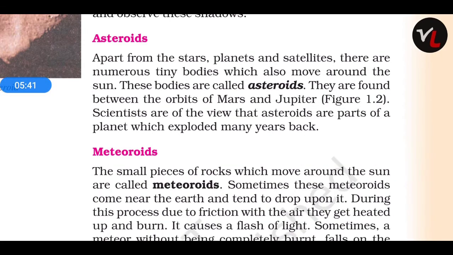So what are asteroids? Apart from the stars, planets and satellites, there are numerous tiny bodies which also move around the sun. These bodies are called asteroids.